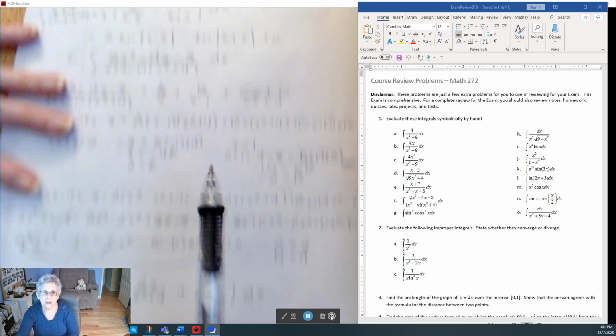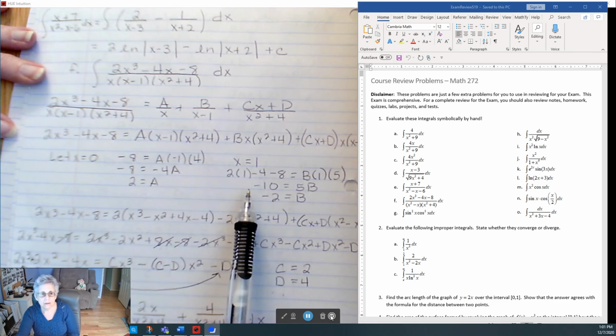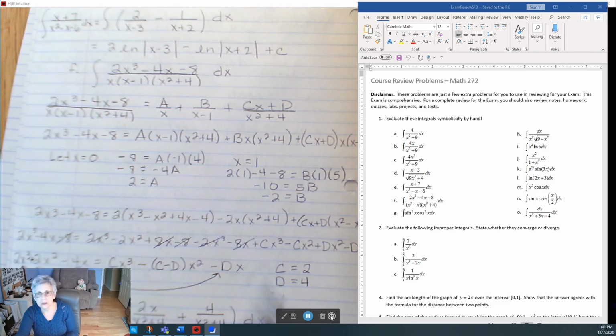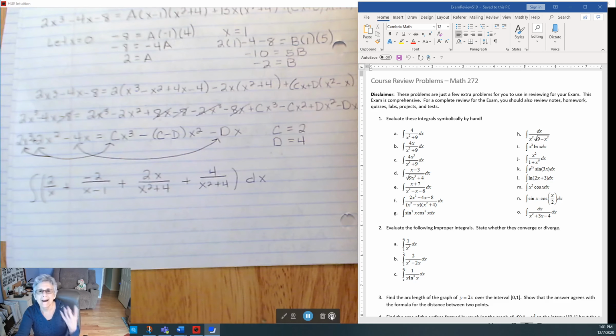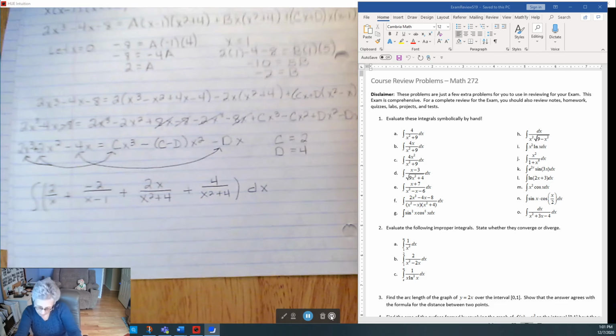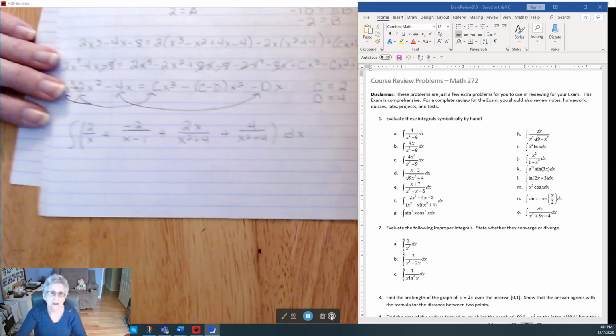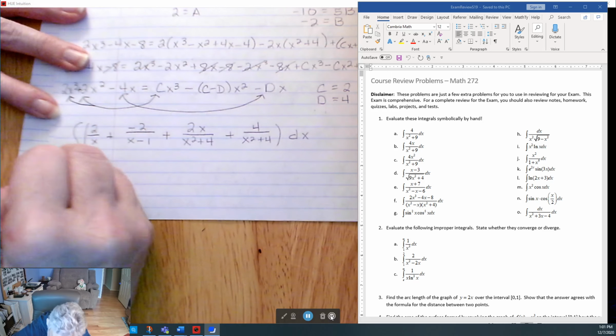You could also avoid all of that. You could have let x be equal to 0 and x be equal to something else. Somehow you have to figure out what c and d are. And then it becomes easy integration problems.